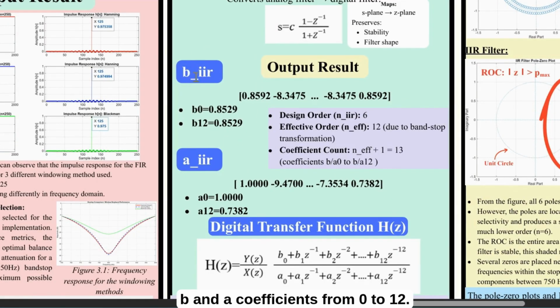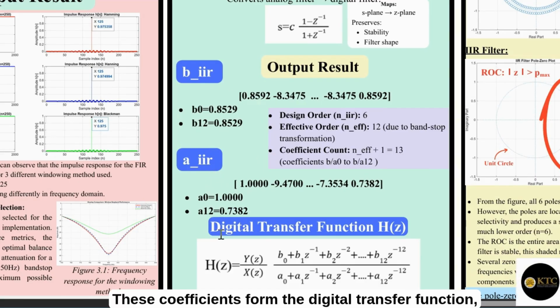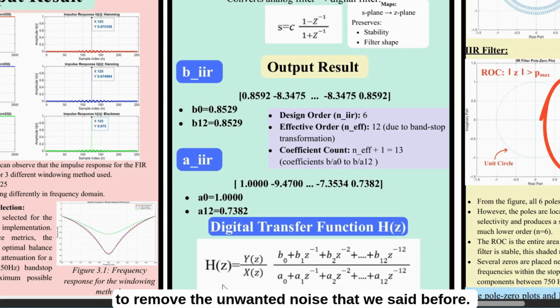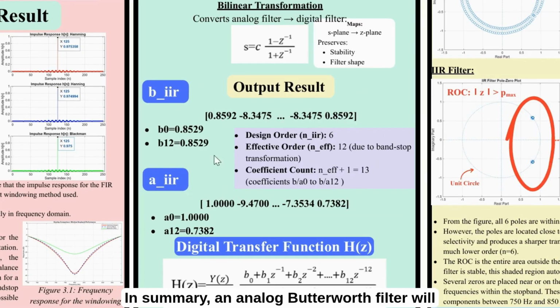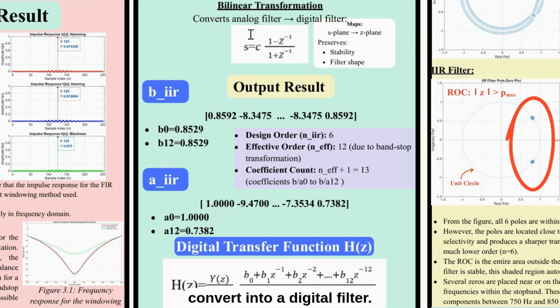This is the output result, B and A coefficients from 0 to 12. These coefficients form the digital transfer function H(z), which is then used by the MATLAB filter function to remove the unwanted noise that we set before. In summary, the analog Butterworth filter will be converted into a digital filter.